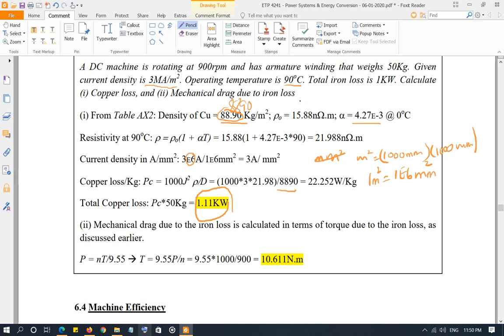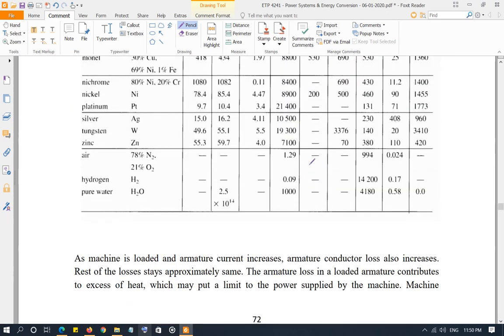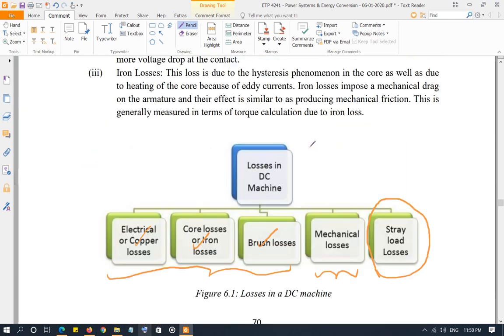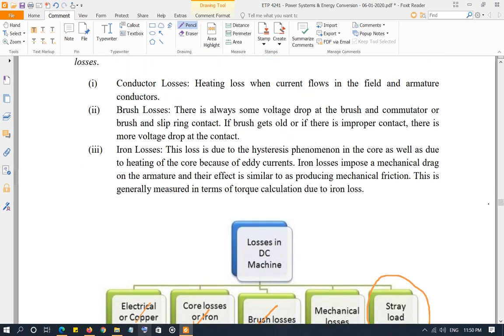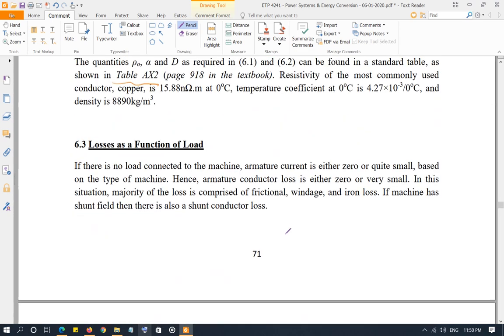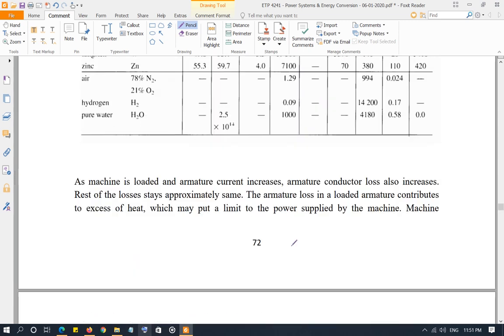Calculate mechanical drag due to iron loss. So the effect of iron loss is to produce a mechanical drag on the movement of the motor, and it is measured in terms of torque, and it is given right here. Iron loss imposes a mechanical drag on the armature, and their effect is producing mechanical friction, and it is measured in terms of torque. So basically you are calculating the torque corresponding to the iron losses in that example.